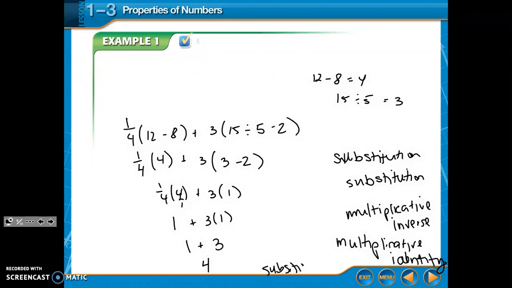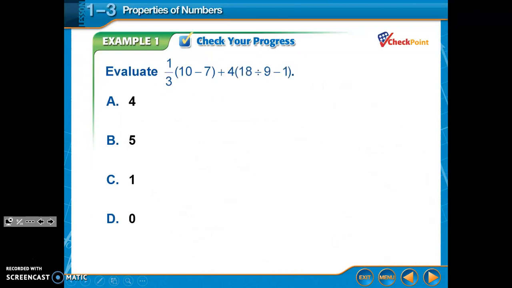Okay, so you guys simplify this one. And if you can on your notes, try and name the properties.